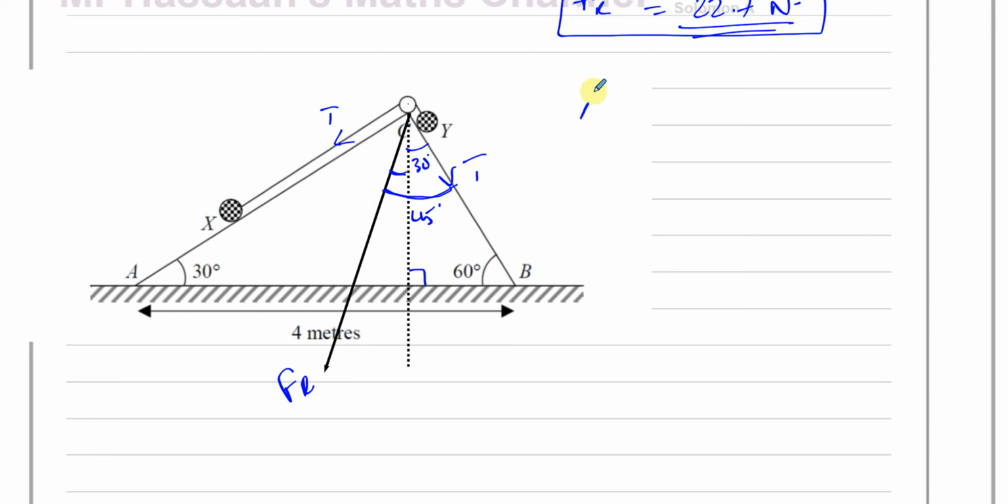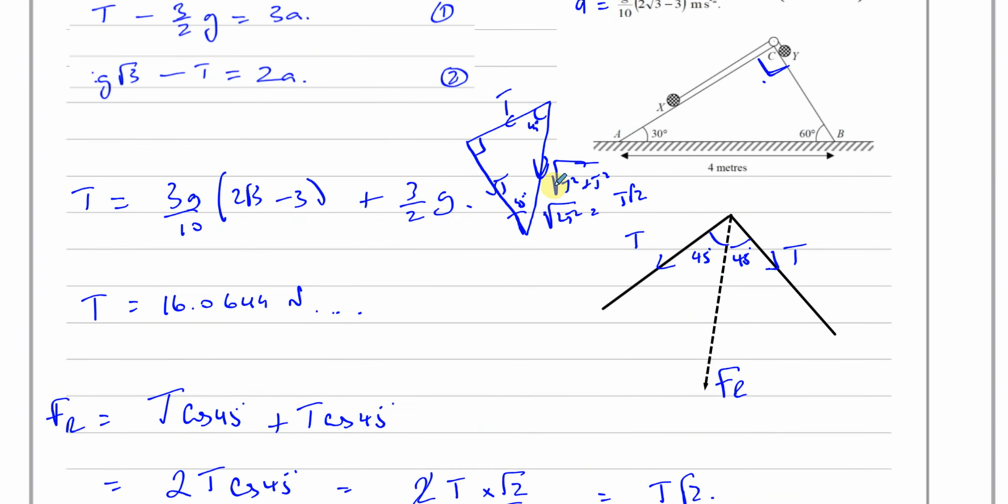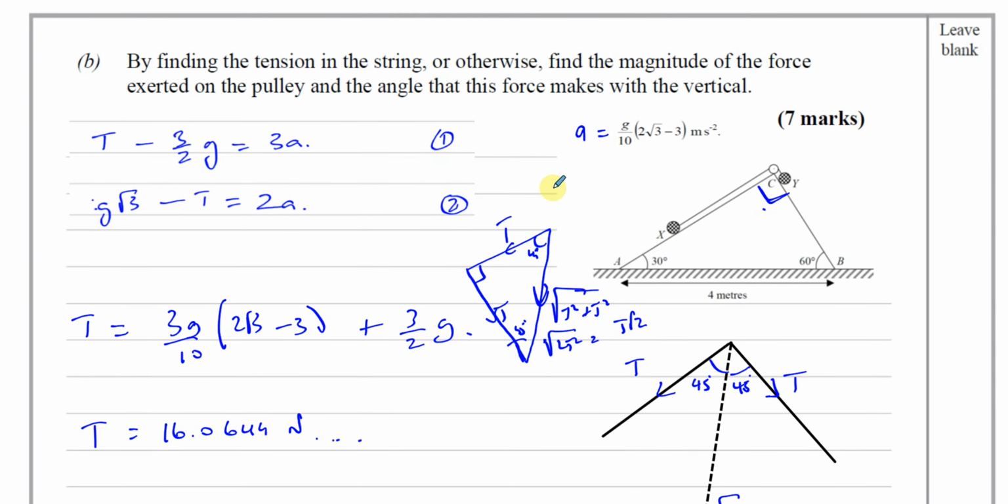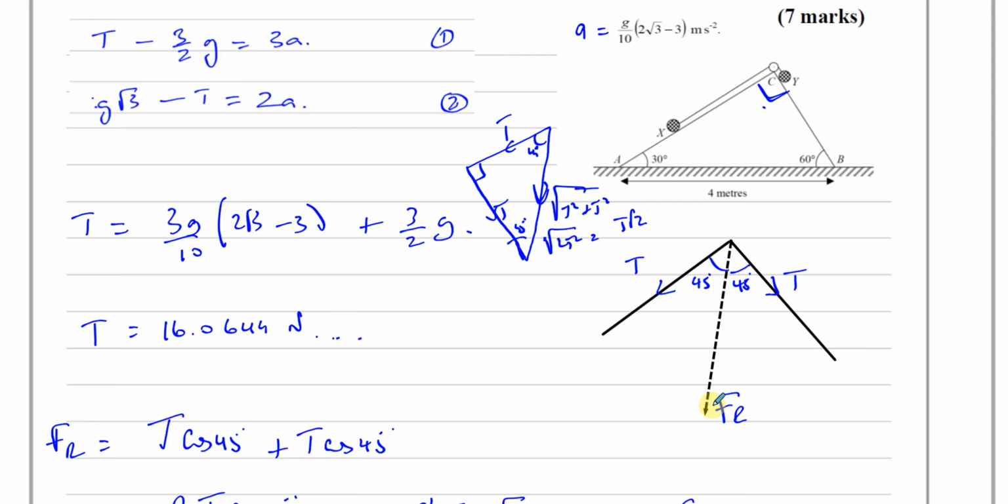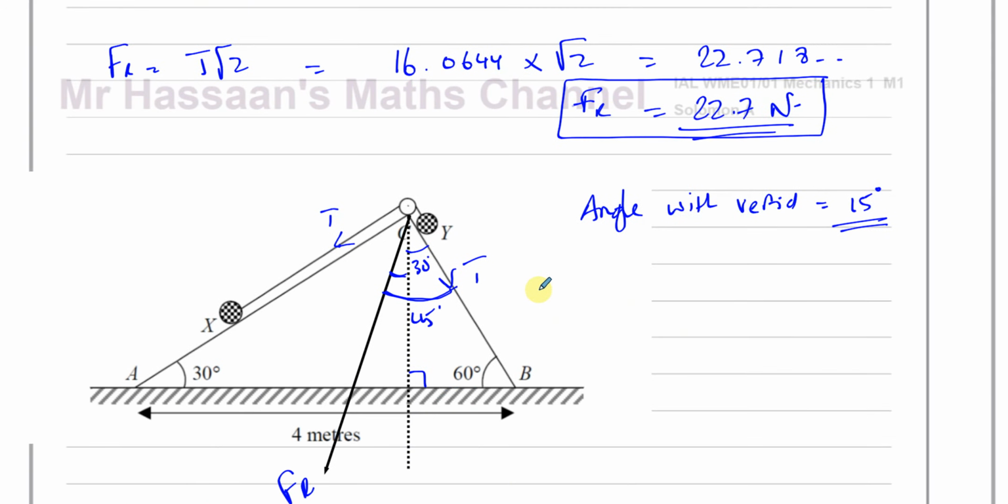So you can say the angle with the vertical is equal to 15 degrees. And there's the answer to that question, which was part B of the question. So that's the resultant force acting on the pulley, and that's also the angle that that resultant force makes with the vertical. Halfway between them.